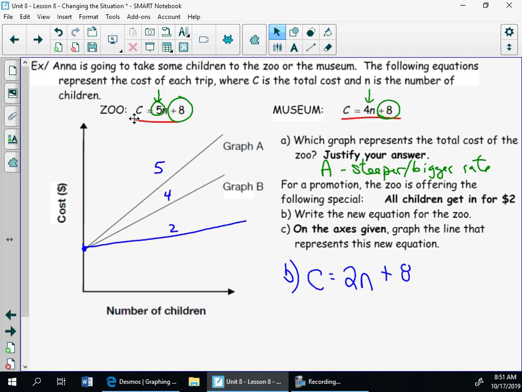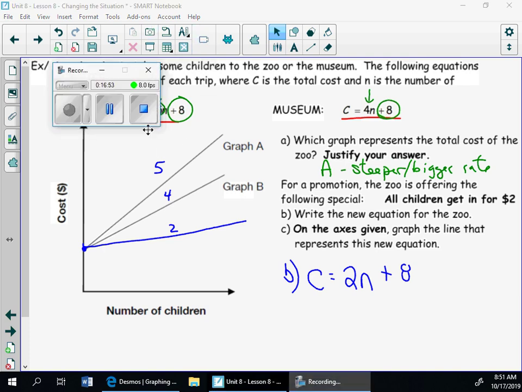Okay, that's the end of that lesson. I'm going to try some playing with different equations and different graphs and see if we can figure out how to change our situation. Okay, give the sheet a try. If you're stuck, come see me.